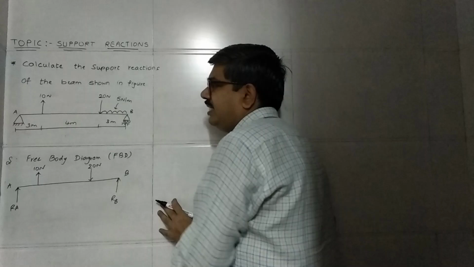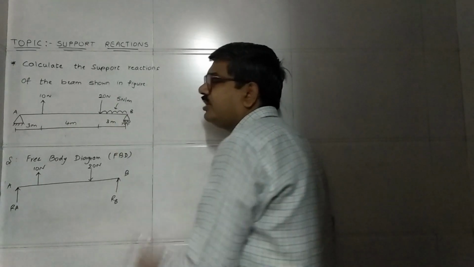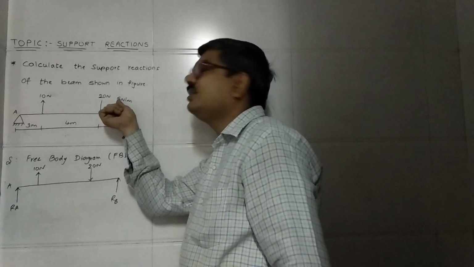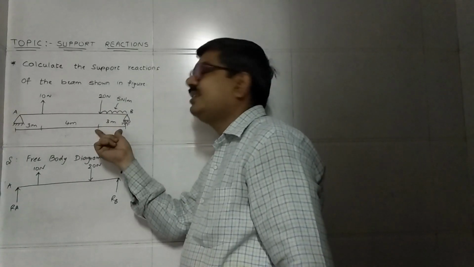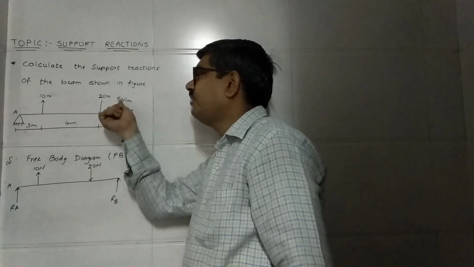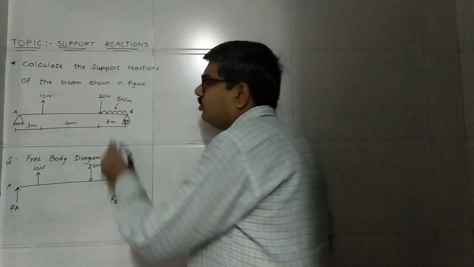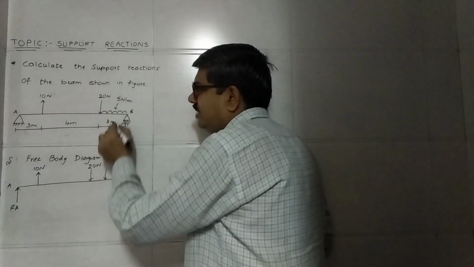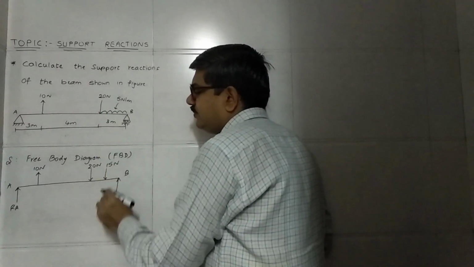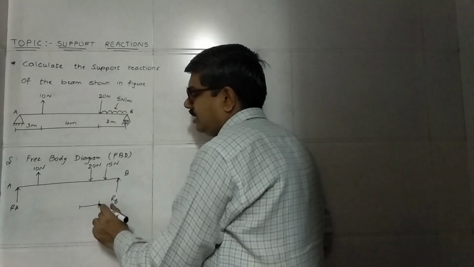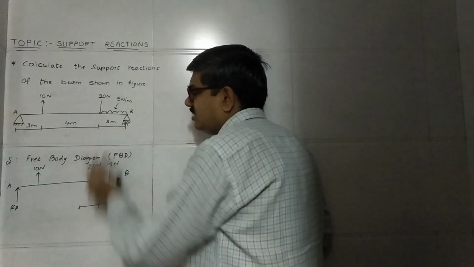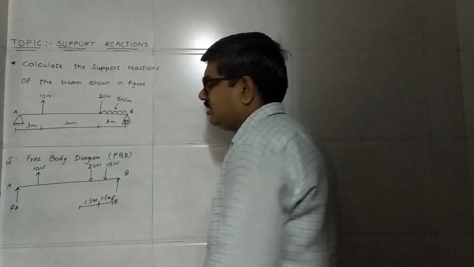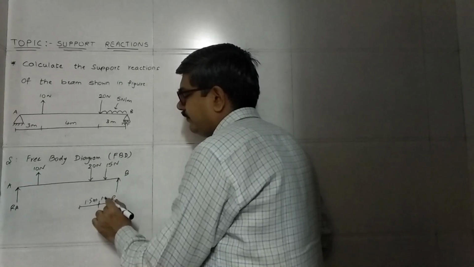So as I told earlier, we have to convert this UDL into a point load. The process is to multiply the magnitude of the UDL, that is 5 newton per meter, with its span, 3 meters. So 5 into 3, 15, and where to locate? You have to locate it at the mid of the span. So a 15 newton point load will act at the mid span. Since this is 3 meters in length, it will be acting at a distance of 1.5 meters.